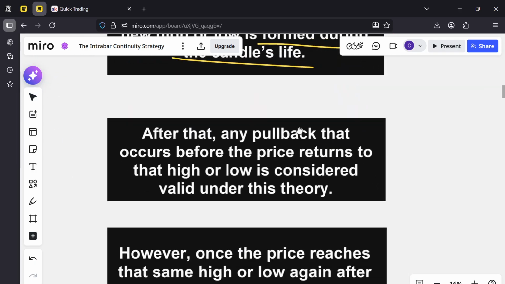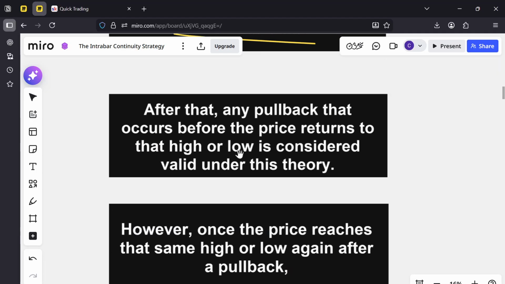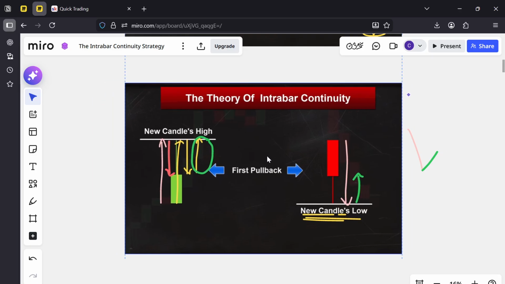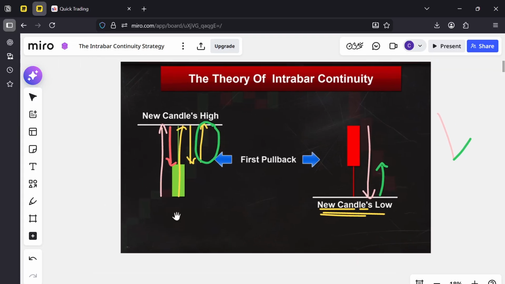Now, after that, any pullback that occurs before the price returns to that high or low is considered valid under this entry. So what that means is every time, let me maybe clear this. Actually, let me see. Yeah, let's just use this one again. So what it pretty much means is when it moves up like this and pulls back. So maybe let me actually delete this and clear it up so that we can see it a lot clearer for the buy and then obviously for the sell.